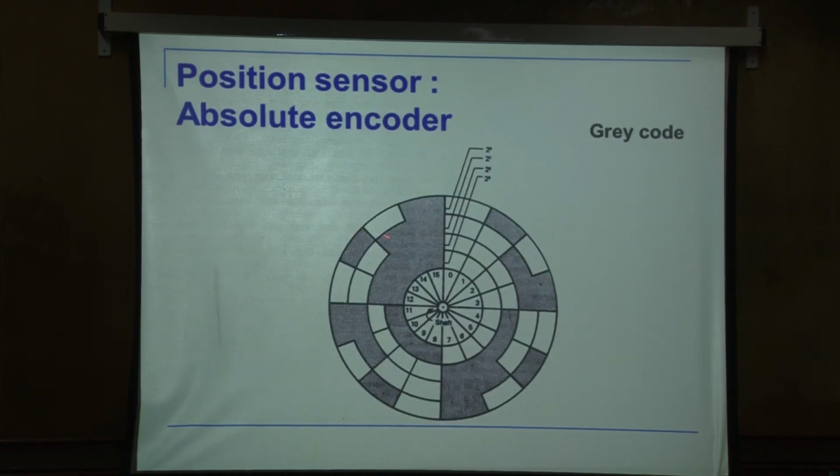Absolute encoders are almost similar to incremental encoders, only difference being that instead of one rack, it has two layers, four of these rows, and each one will give a 0, 1. Say for example, if this is 1, 1, 1, this will give 0, 1, 1, 1. Exactly like an incremental encoder, but there are 4 rows now. This is absolute. This is not used anymore.